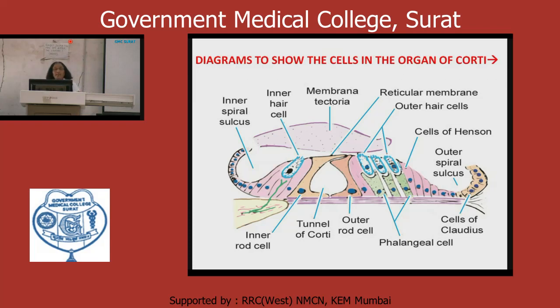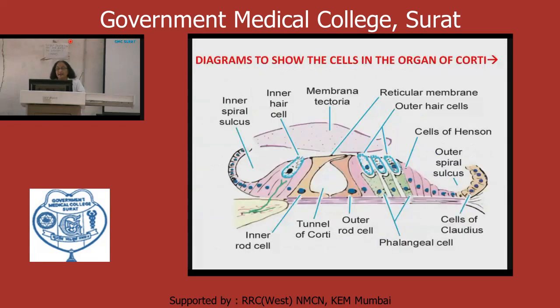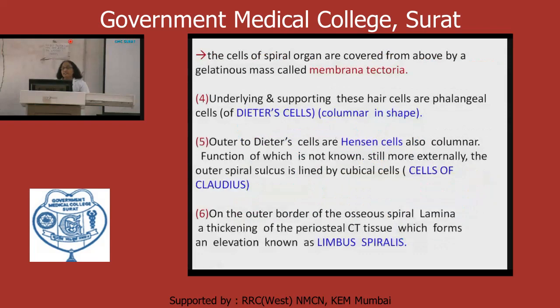Now the cells of the spiral organ are covered from above, as we have discussed, by a gelatinous mass called the membrana tectoria. You can see the membrana tectoria. Underlying and supporting these hair cells are the phalangeal cells or Deiters cells. These are columnar in shape. Outer to the Deiters cells are the Hensen cells, whose function is not known. Still more cells are called the cells of Claudius.